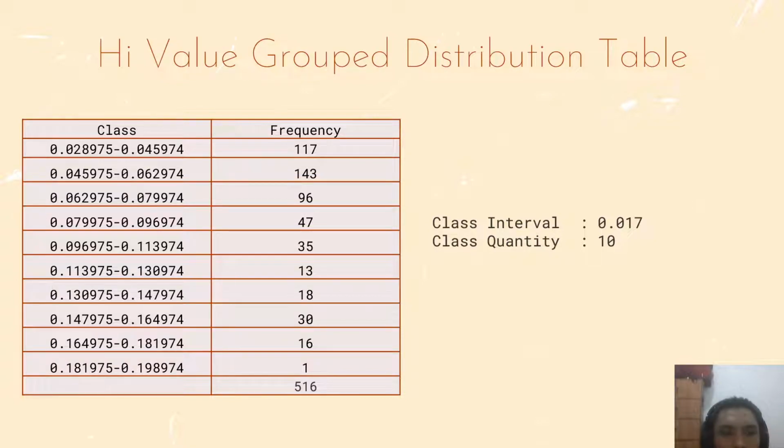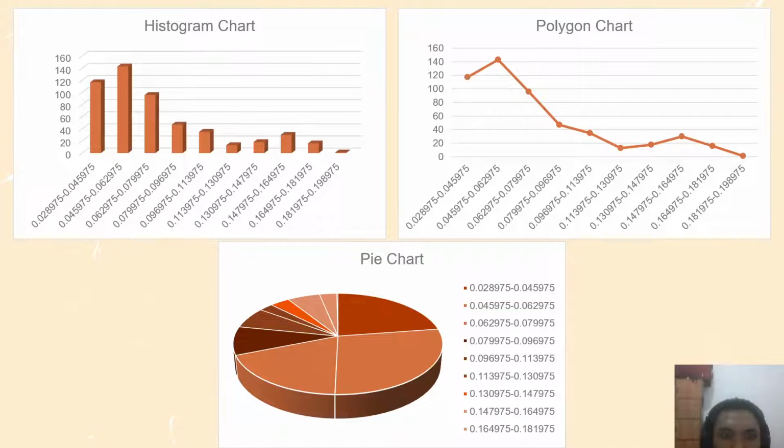Next I'm going to present the high value group distribution table, which you can see in my slide, which has an interval of 0.017 and the quantity of classes is 10. And next, here are the charts of the previous group distribution table. We have a histogram chart, polygon chart, and the pie chart.